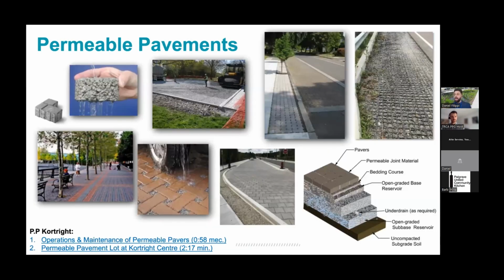The other example we have is permeable pavements. There's a bunch of different types. We can have porous concrete, porous asphalt, and then you can have the pavers themselves. The way we break them down is most of the time the pavers themselves are impermeable, but the joint material in between those paver stones is permeable, and allows water to go in between them. So you have the bedding course, open graded base reservoir. You have another underdrain which can bring water off-site, and then you have this open graded sub base reservoir.